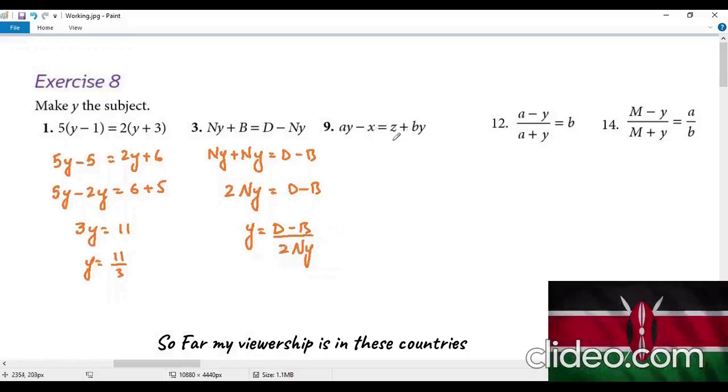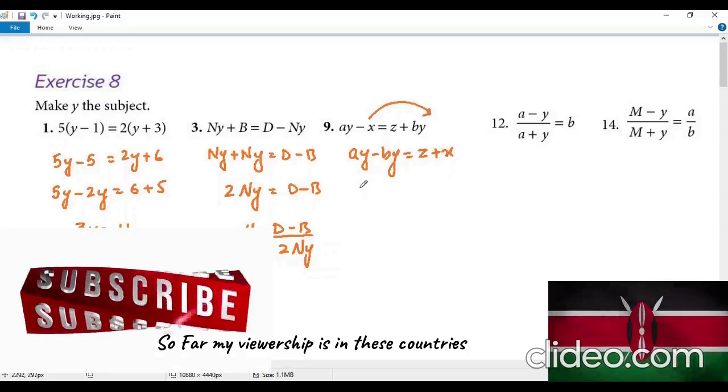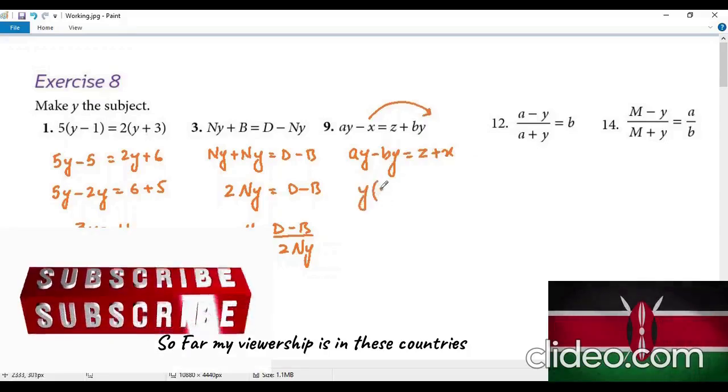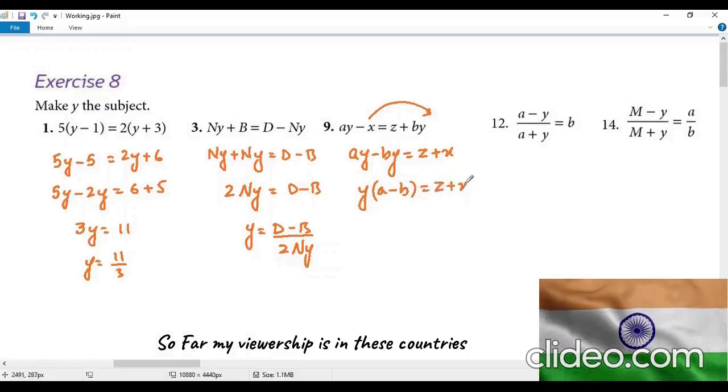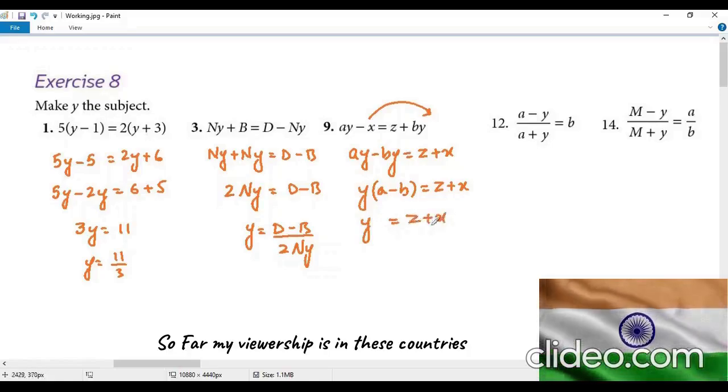Now a question like this, it has ay and minus by will go the other side, and z plus x, because this minus x will go the other side and becomes plus x. Now y is common in both of them. I will take y outside, and a minus b will be in the bracket. 7 z plus x, and y will be kept here itself. A minus b is multiplying, other side it will go and divide. So this is going to be your final answer.